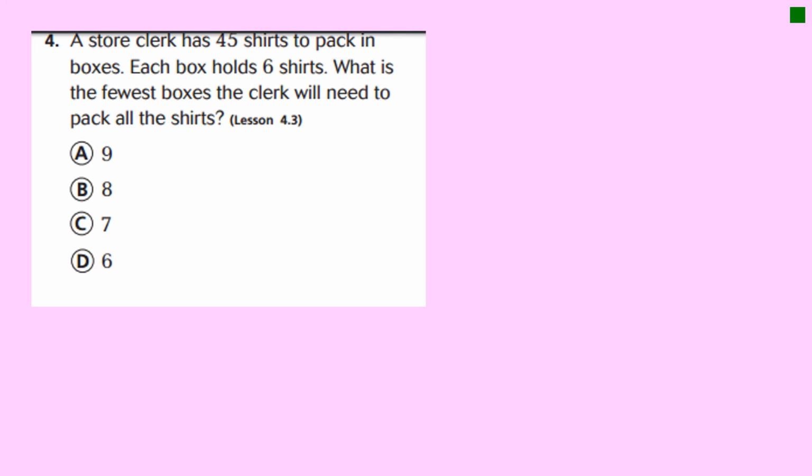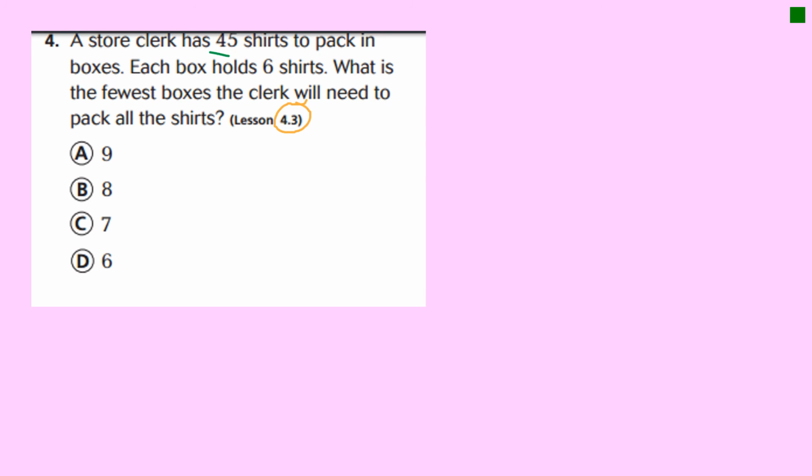All right, we are on number 4 in the spiral review. This is from chapter 4, lesson 3. A store clerk has 45 shirts to pack in boxes. Each box holds 6 shirts. What is the fewest boxes the clerk will need to pack all the shirts? All right, so you know exactly what Mrs. Olvey's going to do. Reread.